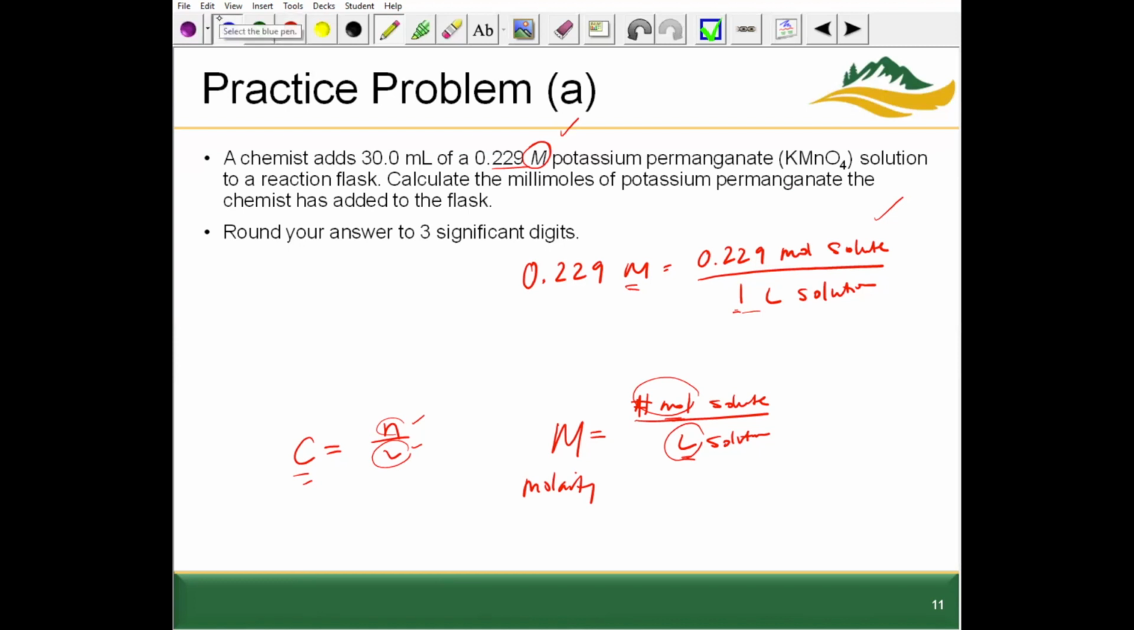Then we also have this fact that the chemist added 30 mils of that solution. So our volume term right now, we could say 30.0 milliliters. So we have all this information. Then we're asked to calculate the millimoles now. So millimoles. So at the end, we want millimoles of potassium permanganate. So millimoles of our solute.